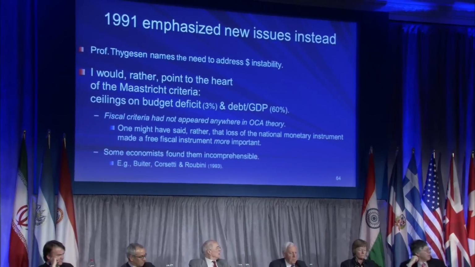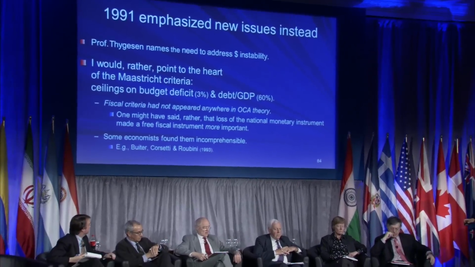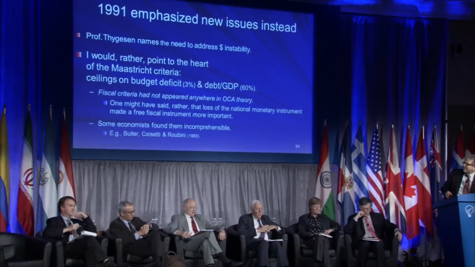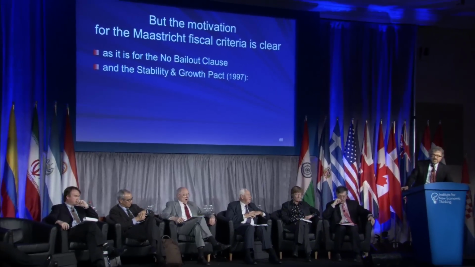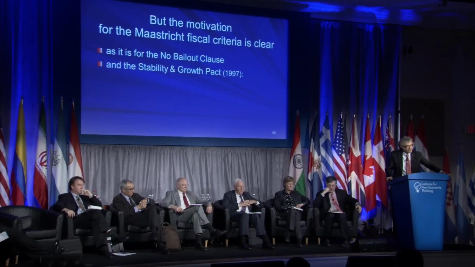And there were some economists who said this was just completely incomprehensible. I'm citing here Buiter, Corsetti, and Roubini. Well, I think the motivation for the Maastricht fiscal criteria is pretty clear. Maybe it wasn't clear to us economists at the time. There were all kinds of theories that the Germans are doing this so that no one can succeed in doing it. It's like the golden fleece. You're meant to fail.